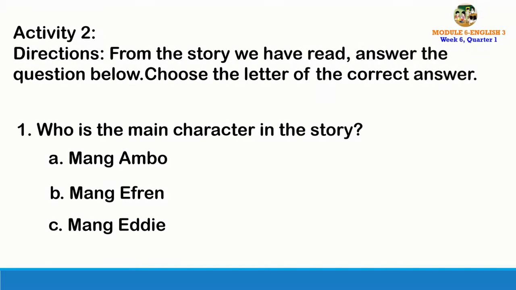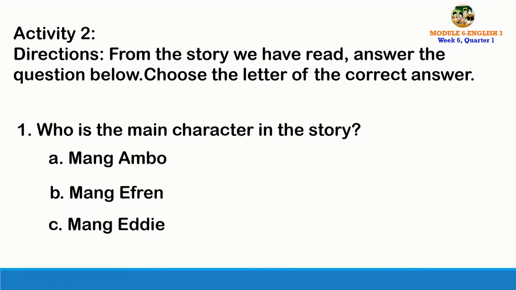Activity 2. Directions: from the story we have read, answer the questions below. Choose the letter of the correct answer. Number 1. Who is the main character in the story? A. Mang Ambo, B. Mang Efren, C. Mang Eddie. The correct answer is letter B, Mang Efren. Very good.